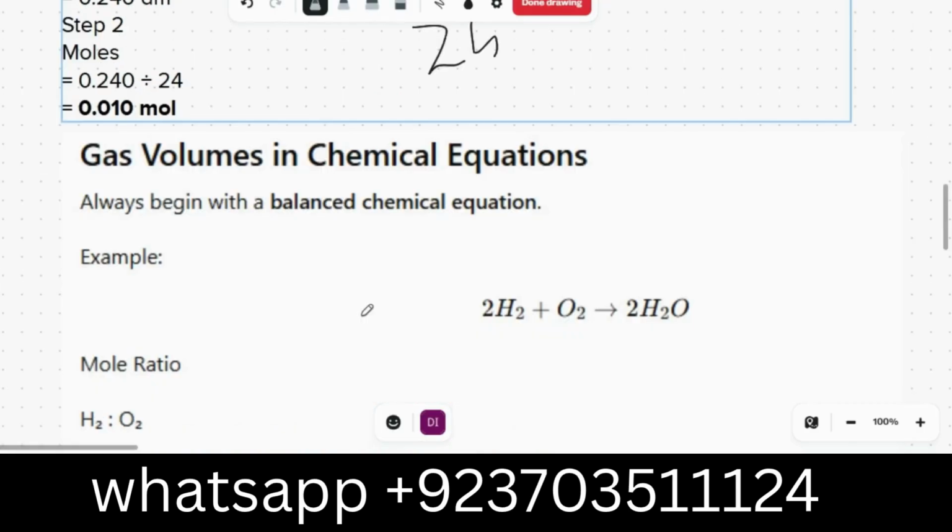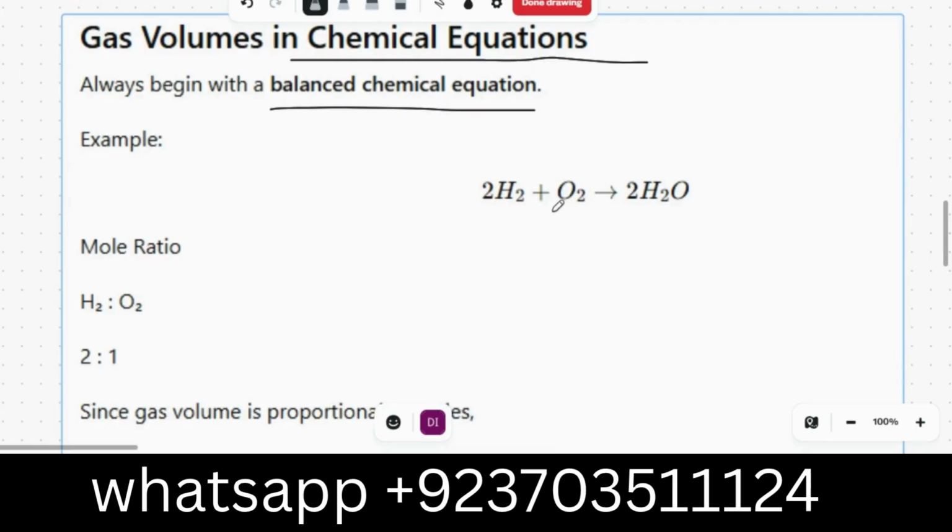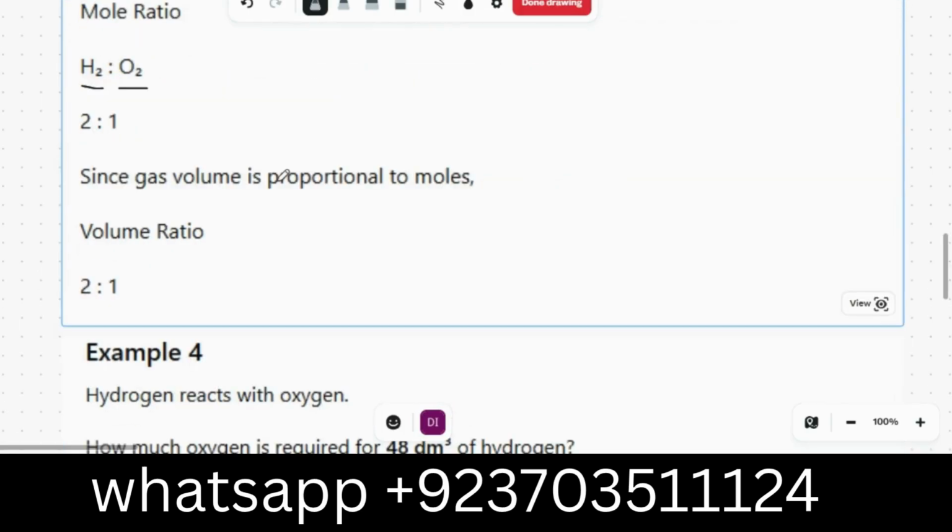Now, gas volumes in chemical equations. Always begin with a balanced chemical equation. For example, 2H2 plus O2 gives us 2H2O. So H2 has a ratio of 2 and O2 has a ratio of 1. Since gas volume is proportional to the number of moles, the volume ratio would also be 2 to 1.